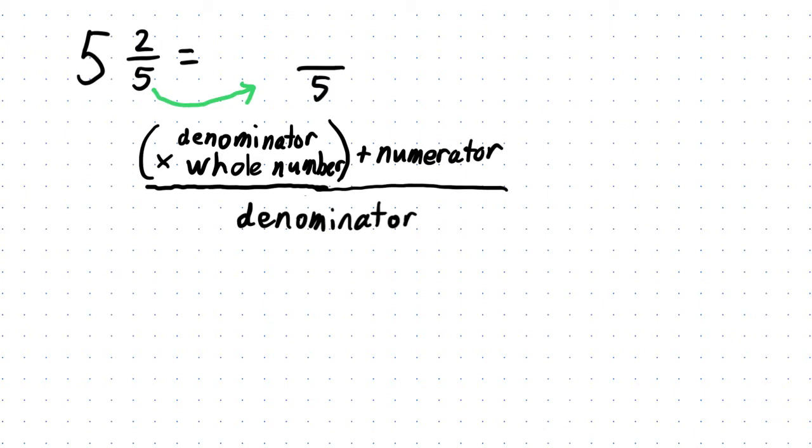Then we have the denominator times the whole number. So 5 times 5 is 25, and then we're adding the numerator, plus 2, and then that's going to give us 27/5, and that's it.